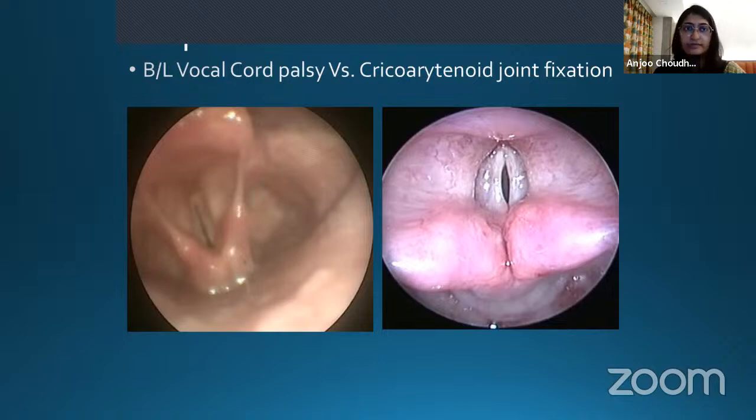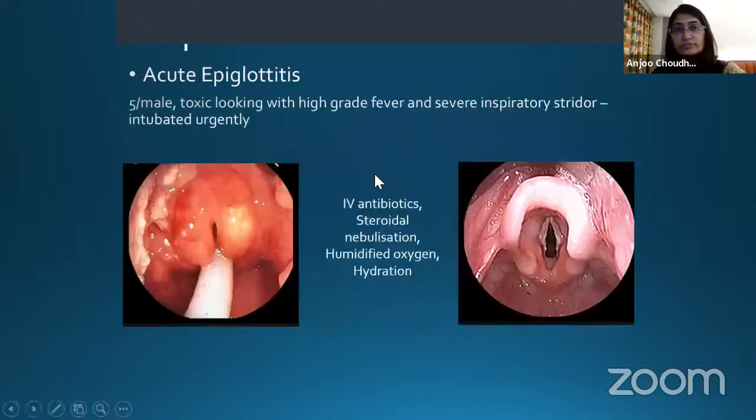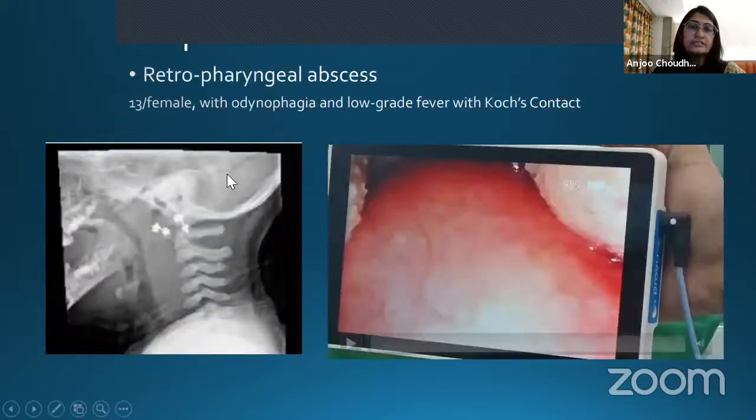under anesthesia. Now, certain patients who come to us with these kind of pictures, these are more pediatric cases coming to the pediatricians. This is acute epiglottitis with high grade fever and severe inspiratory stridor. So there is no role of any surgical intervention, only IV antibiotics, steroidal nebulizations, humidified oxygen, and hydration will result in dramatic improvement.